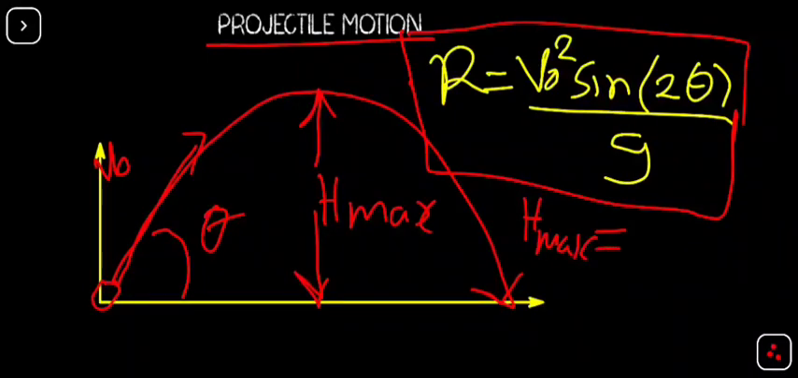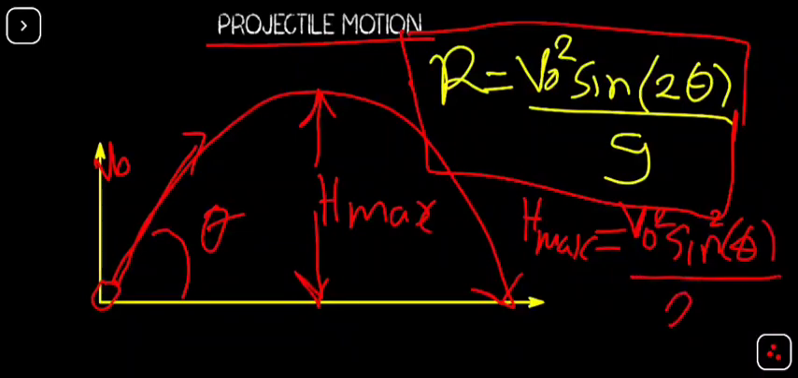To calculate the maximum height, we basically use this formula: h max is equal to v naught squared sine squared theta over 2g. Since we know the ball is being projected here, it is moving away from the gravity, and there is also another one.